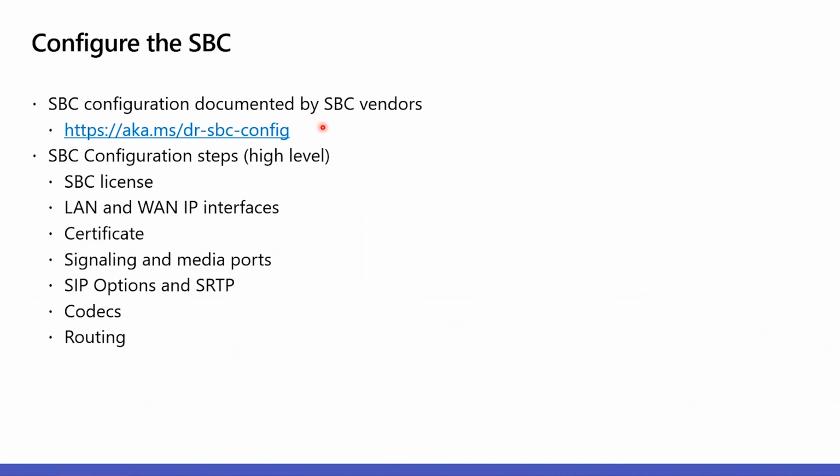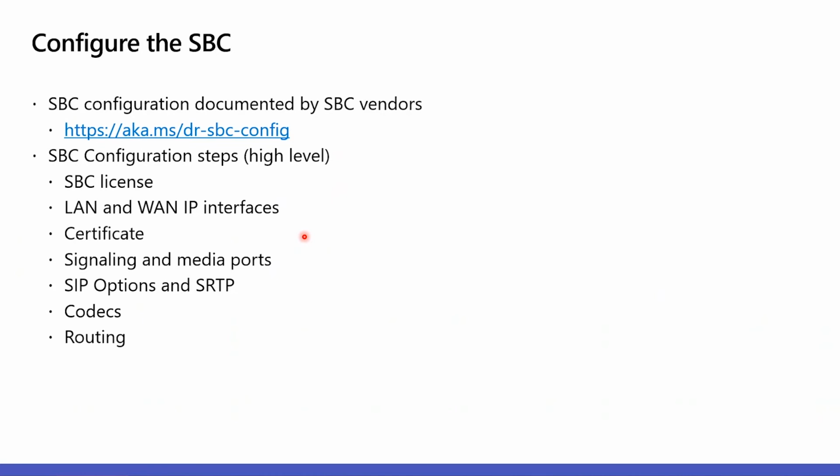Configuring the SBC. Configuration is documented by the session border controller vendors. You can reach that configuration at aka.ms/dr-sbc-config. We certify vendors. We detail the configuration items. You can reach it there. At a high level, your SBC requires some licenses. Number of trunks, number of sessions, different vendors license them differently. You need the licenses for it. Session border controllers are firewalls for voice services. They need an internal and a WAN IP address. You need to know what's inside, what's outside for these connectivity points.